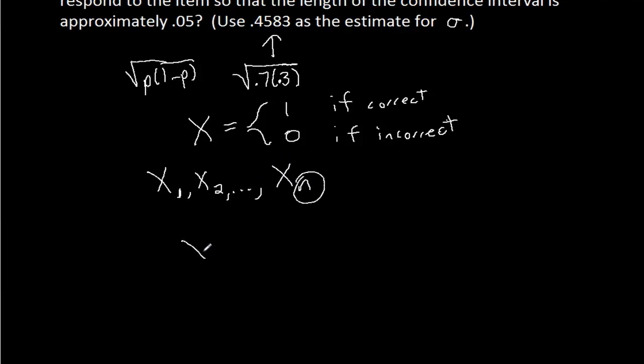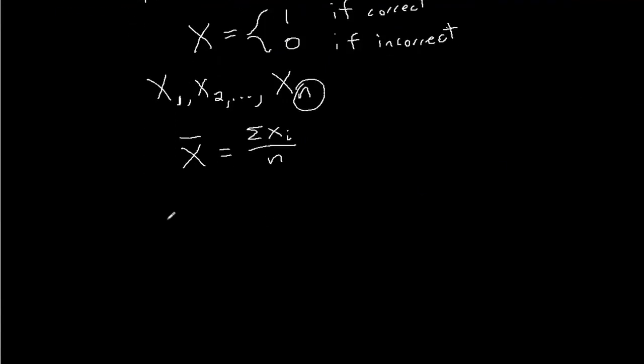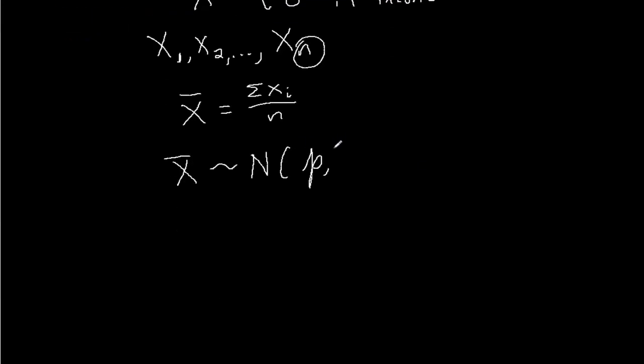Once we do that, we compute x bar. And x bar is just the sum of the xi's over n, right? Because each only contributes 1 to the sum if the person got it correct. And then according to the central limit theorem, so long as n is large and the observations are independent and identically distributed, this is going to be approximately normal with mean p and standard deviation, let's see, what do we say to assume? 0.4583 divided by the square root of n.